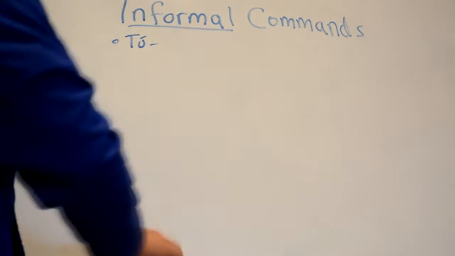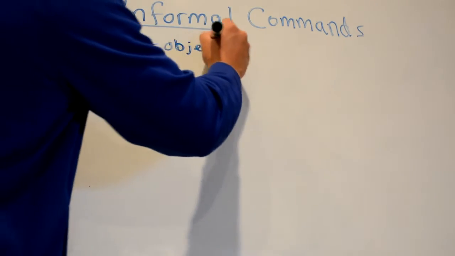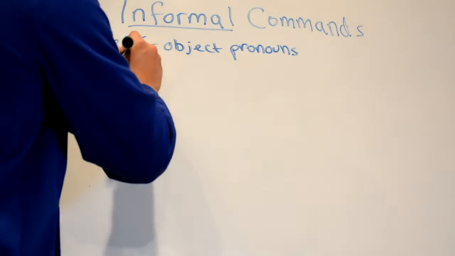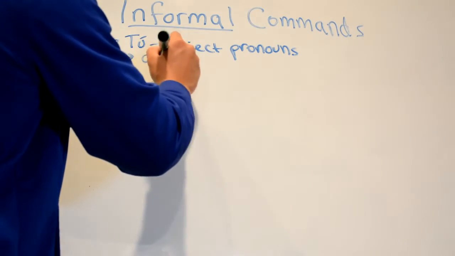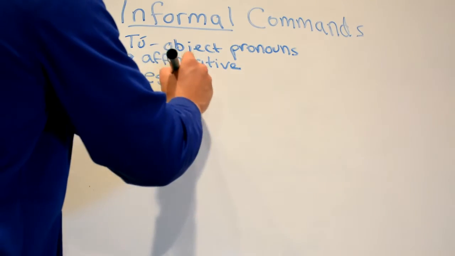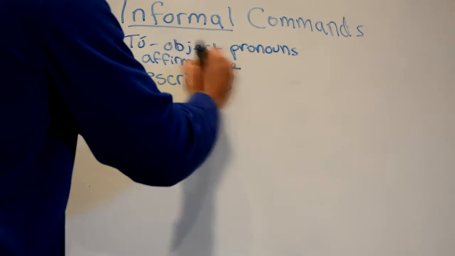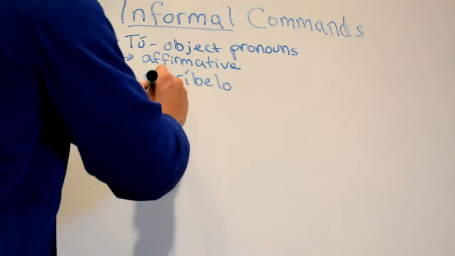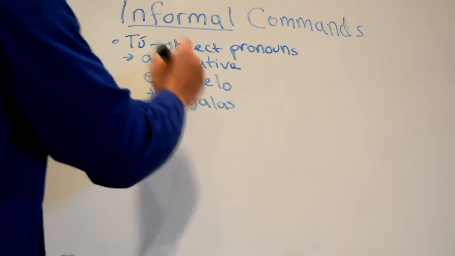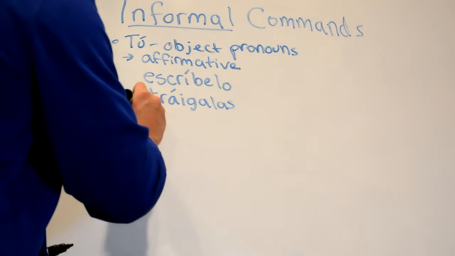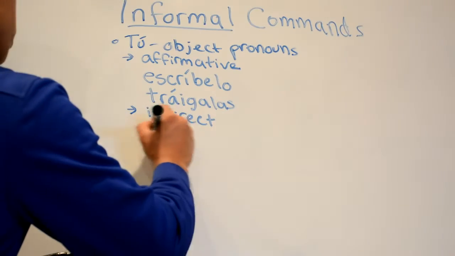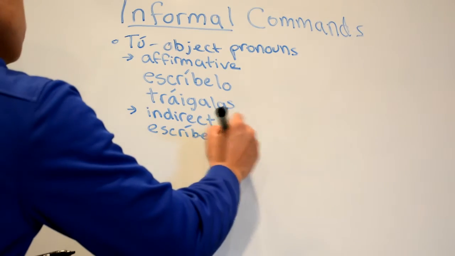When using object pronouns with the tú form, you want to attach object pronouns directly to the end of an affirmative tú command. Use an accent mark to emphasize the original stress of the command when the original command was more than one syllable. For example, escríbelo, write it, would have an accent over the i. Tráigalas, bring them, would have an accent over the a. If an indirect and direct pronoun must be attached, the indirect pronoun goes first. Escríbemelo, write me it. Tráigamelas, bring them to me.